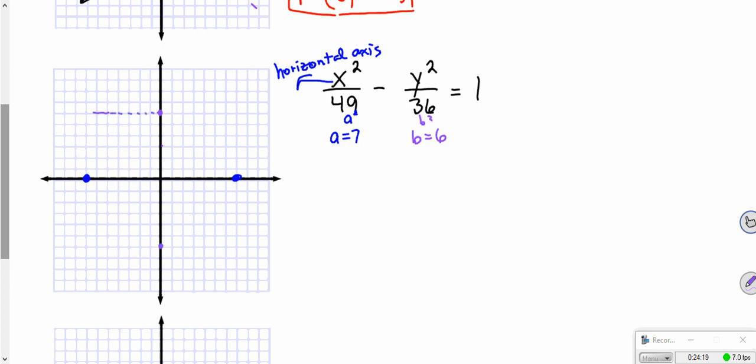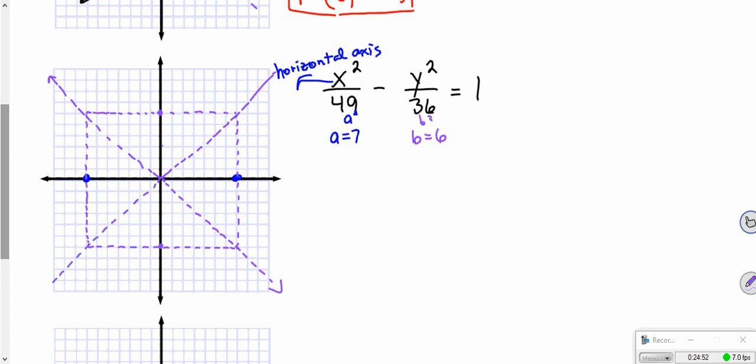So if I draw my box, it's going to look something like this. I'm having a serious delay on the writing on the smartboard. So here are my asymptotes. Maybe if I just draw half, I can keep them straighter. Those are my asymptotes.